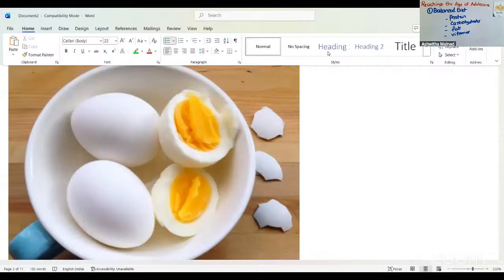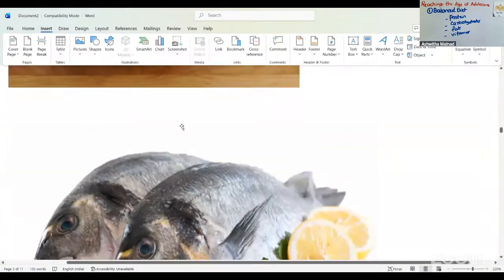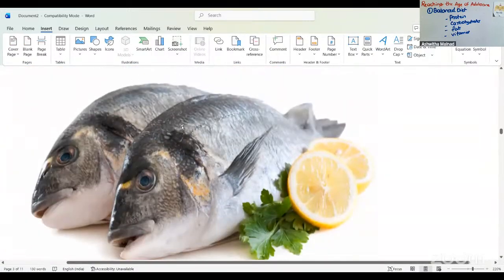Yeah. Egg is also a very good source of protein. So having one fully boiled egg is very good for your health. And then fish. Fish has vitamin E in it. And fish cod liver is very good for the health of your eyes.